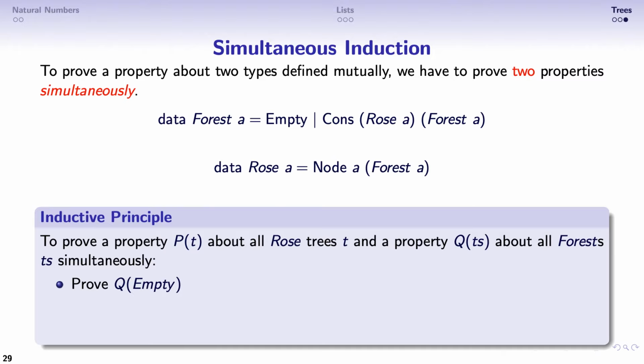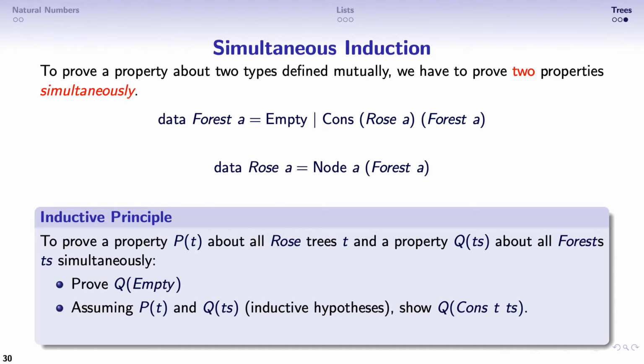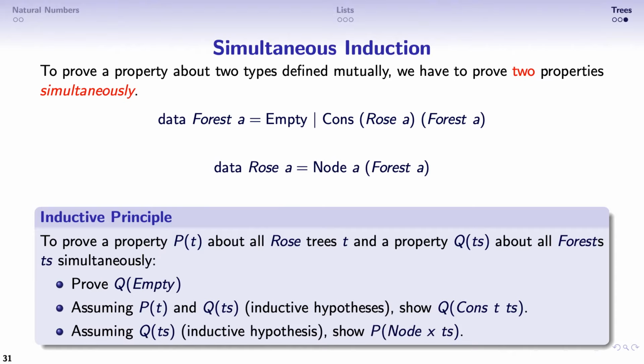And then for the cons, we have two inductive hypotheses. Our property P holds for the rose tree, and our property Q holds for the forest. And then we show that Q holds for the cons. And then for the node, we have another case here where we assume Q holds for our forest and show that P holds for the node with that forest in it. So let's do that now on the board.